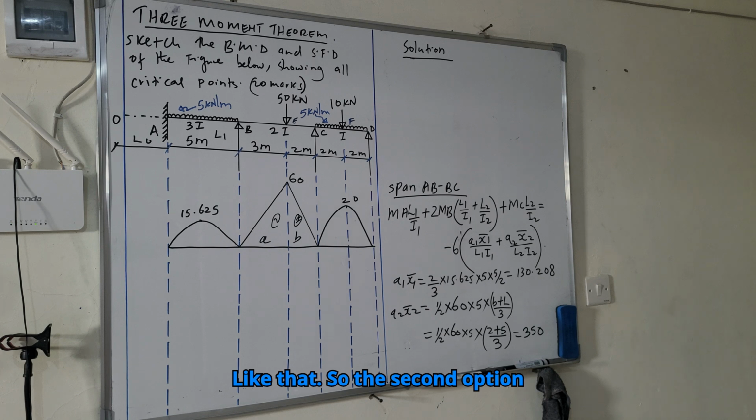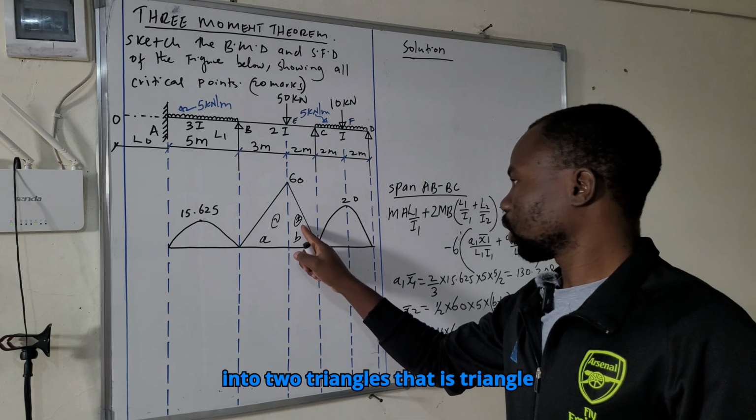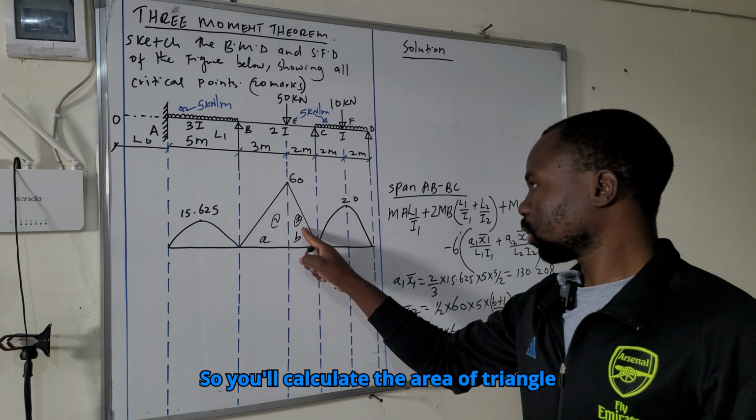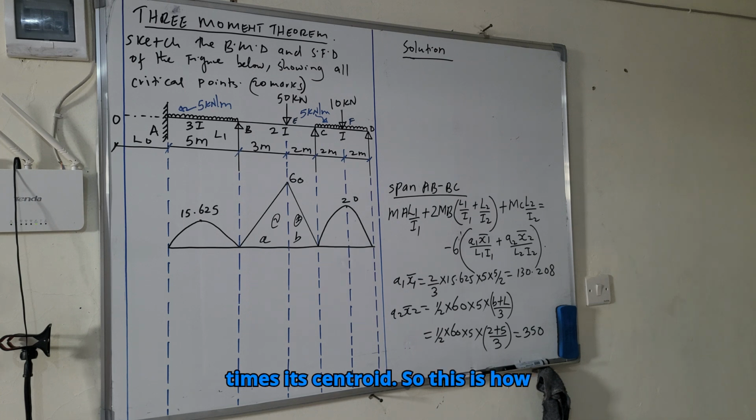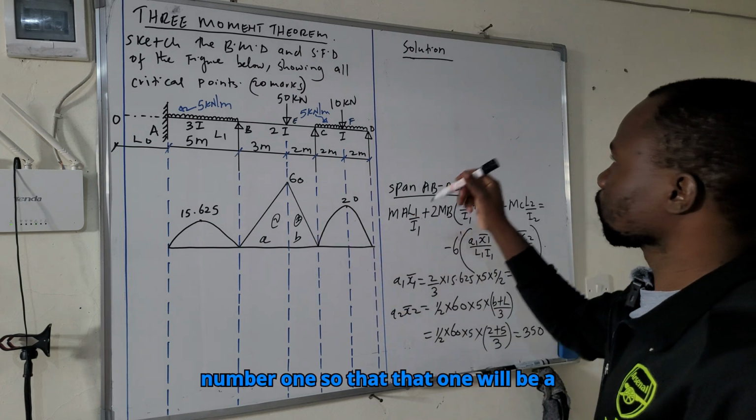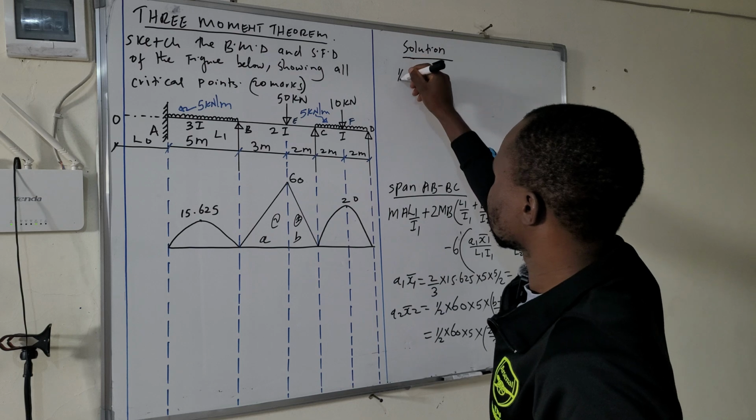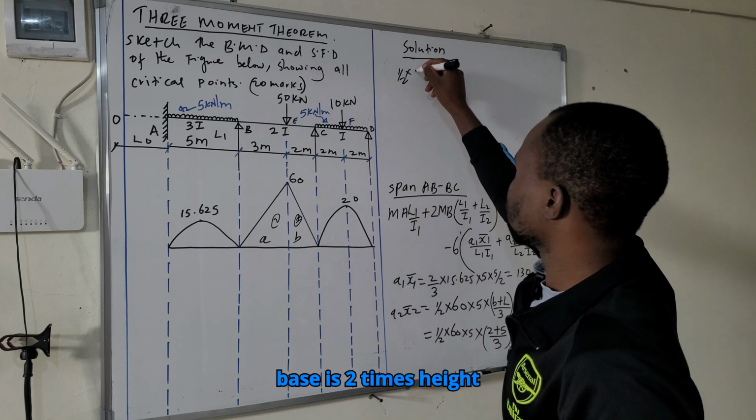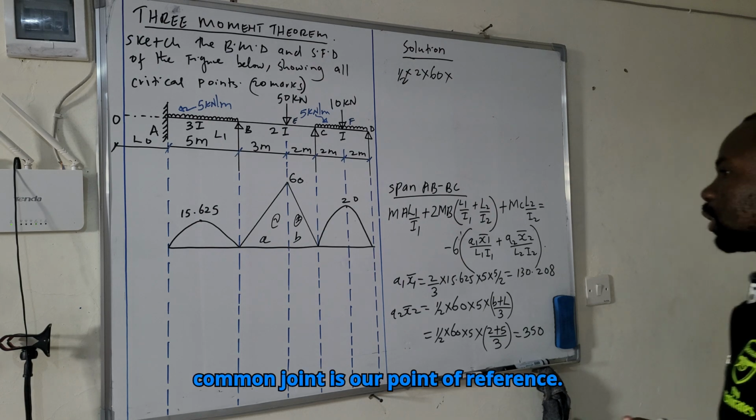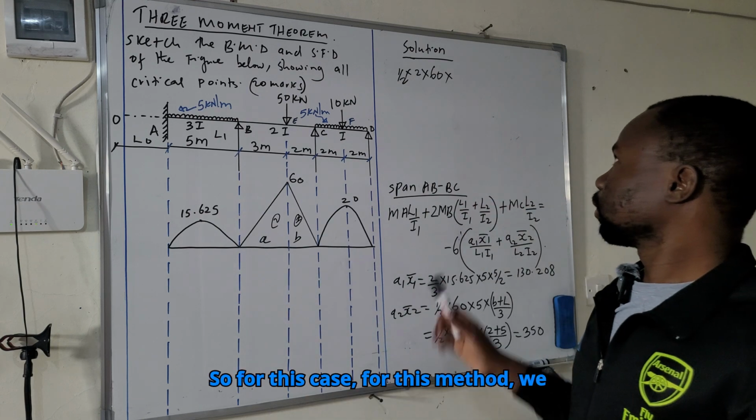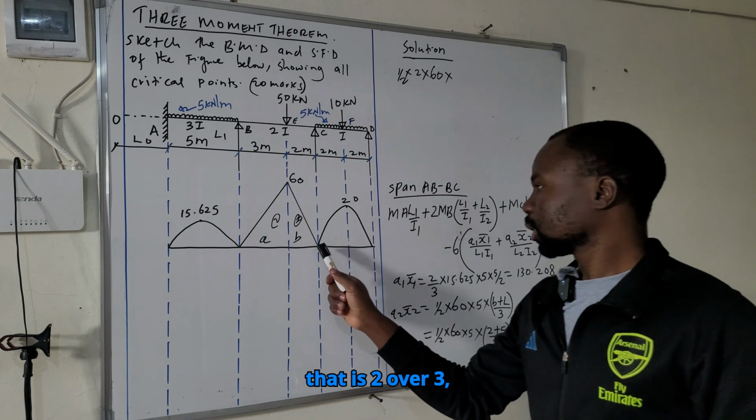Like that. So the second option is to divide this bigger triangle into two triangles, that is triangle number 1 and the triangle number 2. So you will calculate the area of triangle number 1 times its centroid plus area of triangle number 2 times its centroid. So this is how we do it. So we start from number 1. That one will be a half times base is 2 times height is 60, then times the centroid. The centroid, again, our common joint is our point of reference. So for this case, for this method, we will be moving from this side as we proceed to the common joint. So that is 2 over 3.